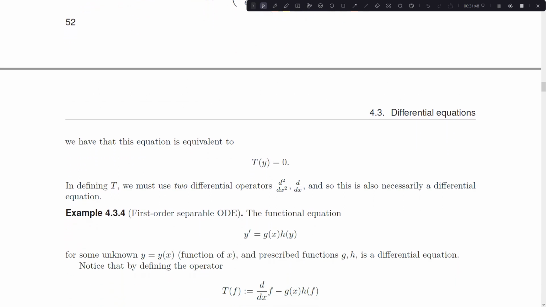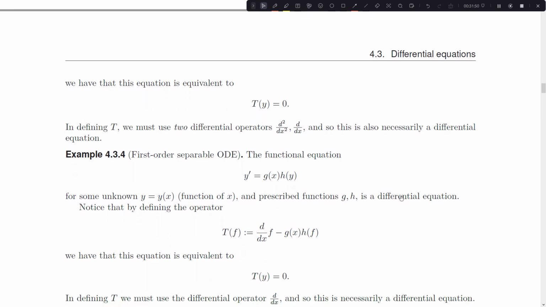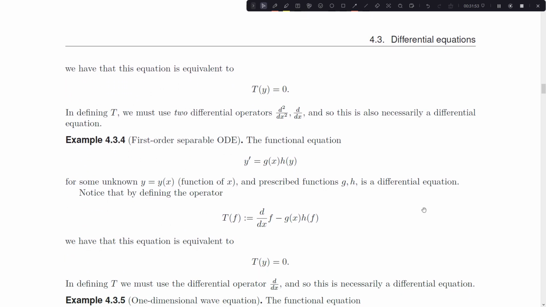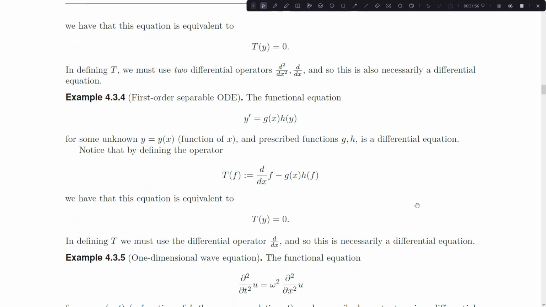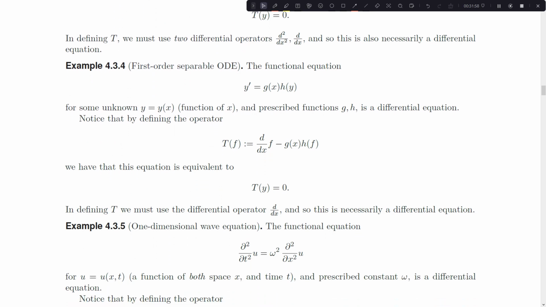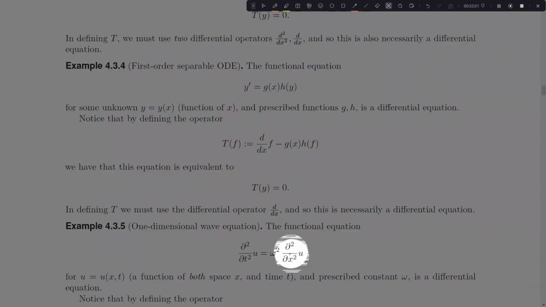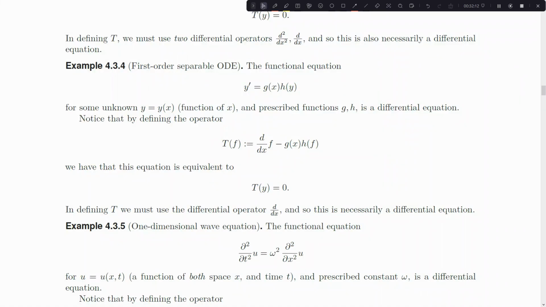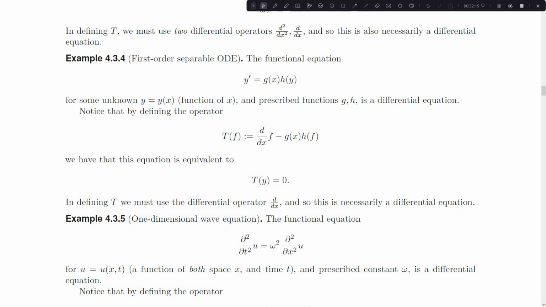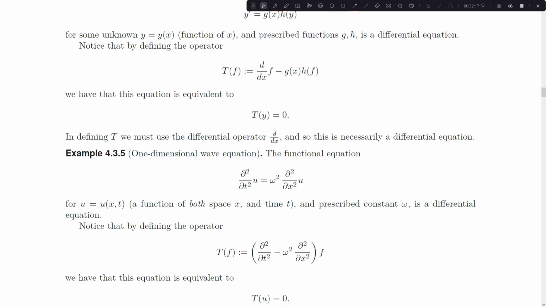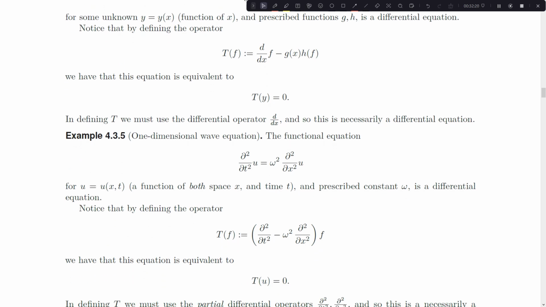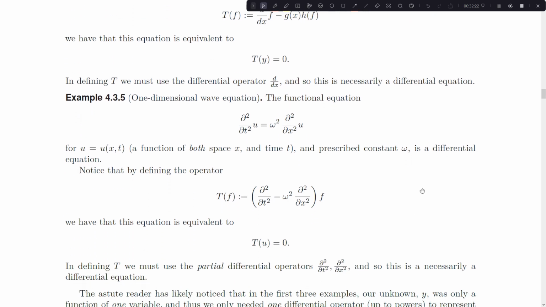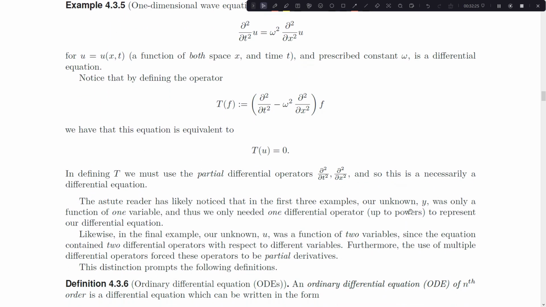Here I have something I call the separable ODE. You can read through that one yourself. Believe me, you can write it in terms of a differential operator. Here I have what's called the wave equation, which deals with partial derivatives instead of regular derivatives, or ordinary derivatives as we would call them in ordinary differential equations. These are partial differential equations, and you can verify that that is also a differential equation because the operator T as defined, which agrees with that equation, would contain differential operators in it.